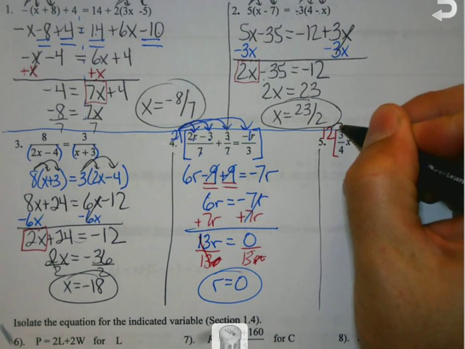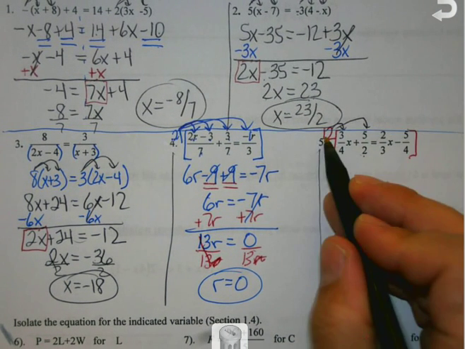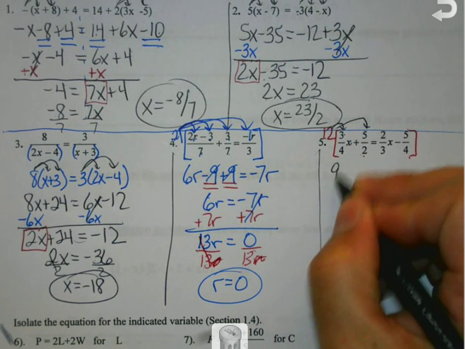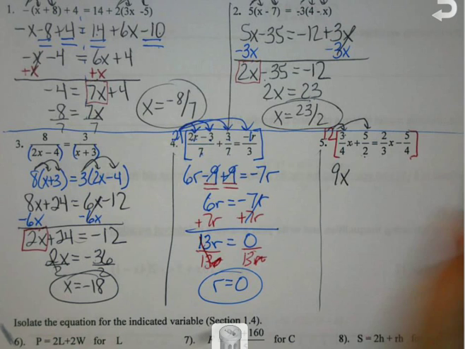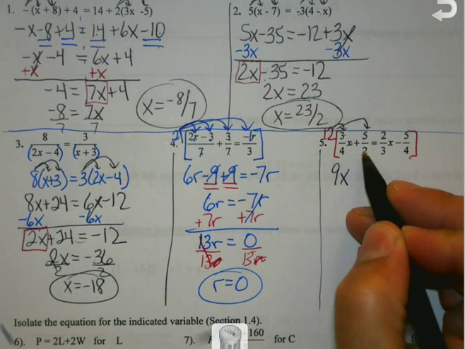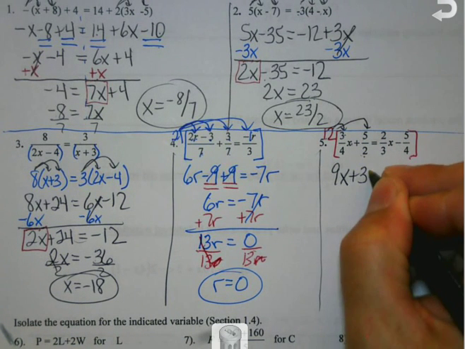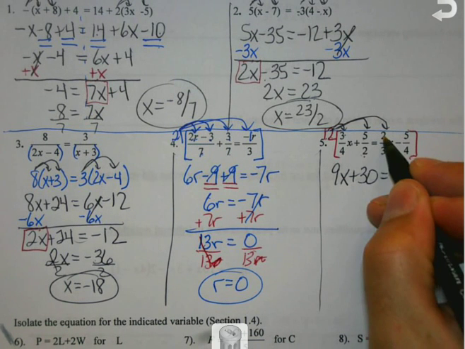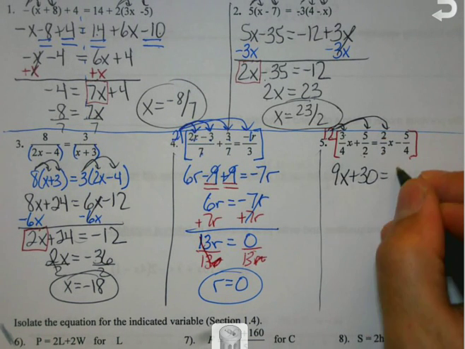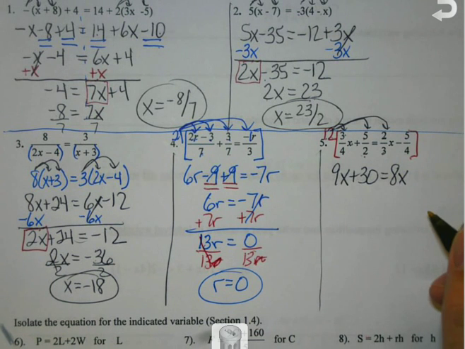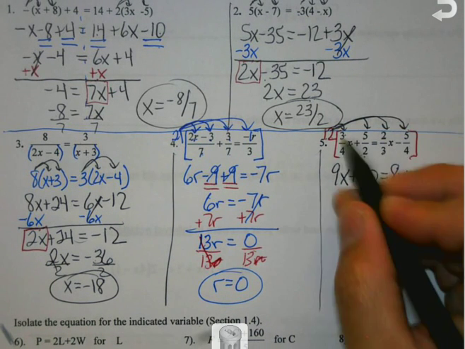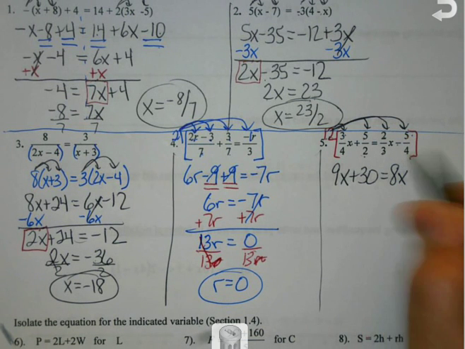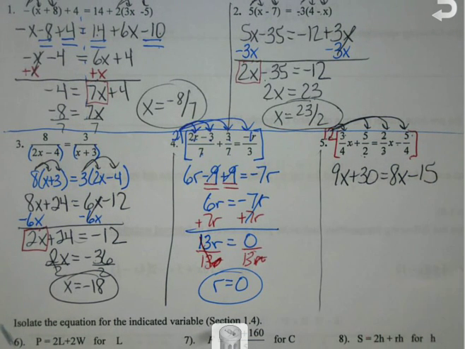And again, it just works. 12 times 3 is 36. Divided by 4 is 9. Don't lose your x that's there. 12 times 5 is 60. Divided by 2 is 30. 12 times 2 is 24. Divided by 3 is 8. Don't lose my x. And 12 times negative 5, gotta watch my sign, it's negative 60, divided by 4 is negative 15.